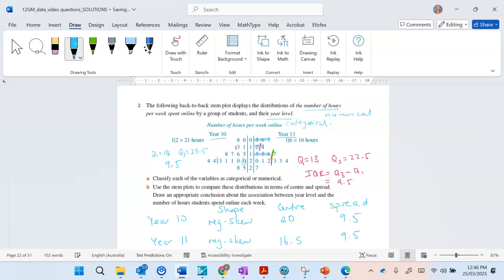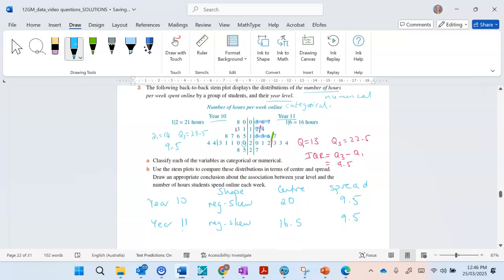All right, so if we were making a conclusion about the association, they're both negatively skewed, not that we're going to refer to that anyway. They've got the same spread, but their center is different. So we can say there is an association because there is a difference in their center. All right, let's have a look at now doing this on the calculator. If you had trouble getting your median and your interquartile range and your upper and lower quartiles, I'll show you how to put all this data into your calculator.